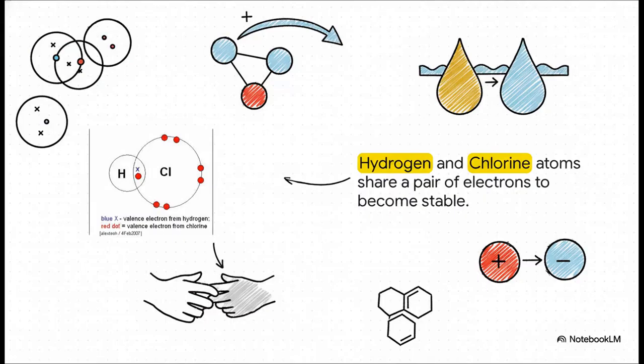Let's take hydrogen chloride, for example. Hydrogen has one electron it can share, and chlorine has an empty spot just waiting for one, so they just decide to share a pair. That way, both atoms get to feel like their outer shell is full and stable. It's a total win-win, and it creates a nice, stable molecule.